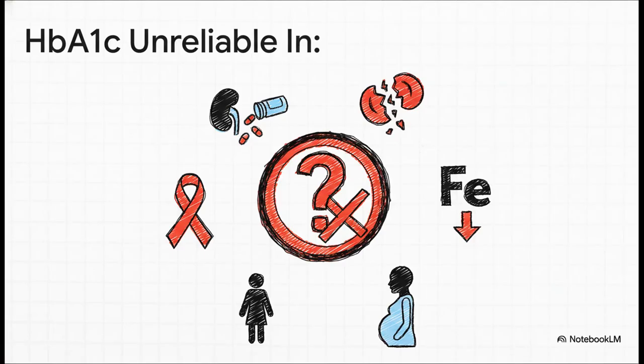So here's the list. Basically, any condition that messes with red blood cell turnover is going to skew the HbA1c. So that means things like hemoglobinopathies or hemolytic anemia. It's also no good in cases of untreated iron deficiency, for kids, during pregnancy, or in patients with HIV or chronic kidney disease. And you also have to consider medications that cause hyperglycemia like corticosteroids. The take-home message for all of these situations is simple. You have to fall back on plasma glucose for your diagnosis.